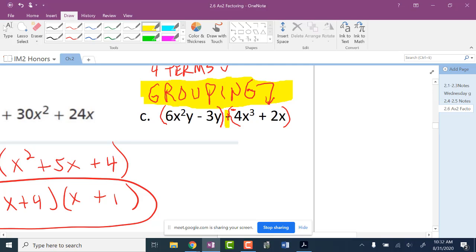Then notice that plus sign is outside of that grouped set of parentheses. Okay, here we go. What's the greatest common factor of the first 2 terms? This is how factoring by grouping works. What is the GCF of the first 2 terms?